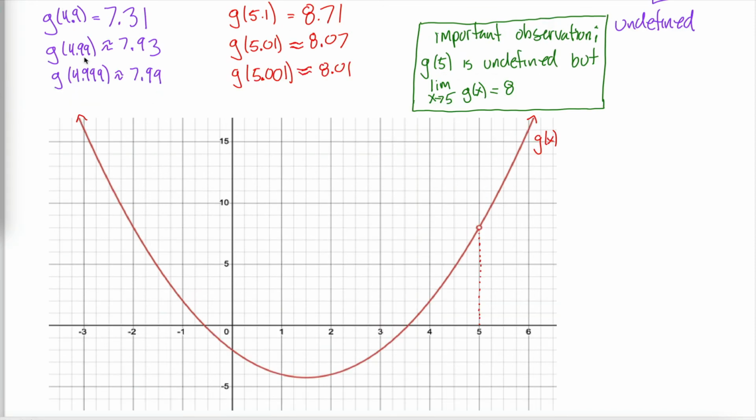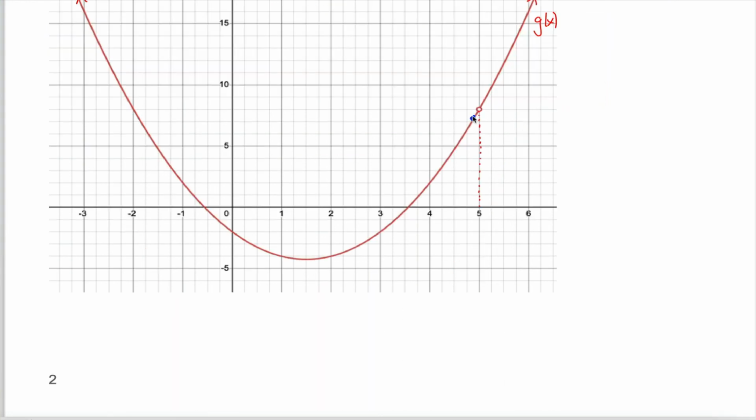However, when we plug in values that are slightly less than 5, for the sake of the picture, I'll denote slightly less than 5 as right about here, although really you could argue that's not that close to 5. What comes out are y-coordinates that are slightly less than 8. And when we plug in values that are slightly greater than 5, which I'll denote with a point right here in green, what comes out are values that are slightly greater than 8.